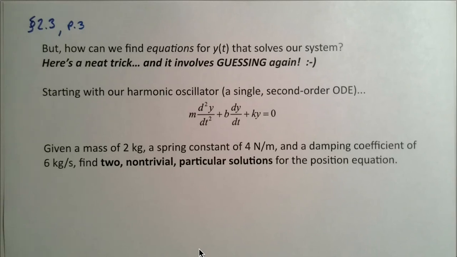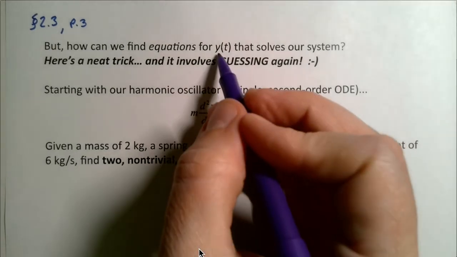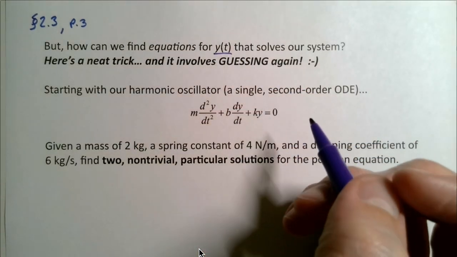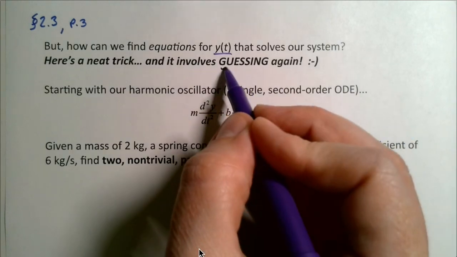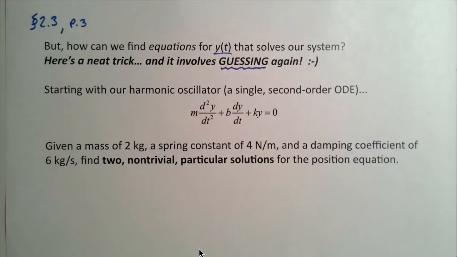So now that we've seen how we can play around and view the graph of our second order differential equation by turning it into a system of first order equations, we're actually going to take another swing at this from a different angle. We're actually going to find equations for y of t, literally analytic solutions that solve our system. And we're going to use our old pal, a lucky guess.